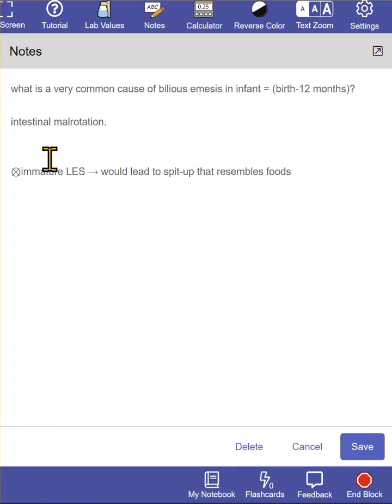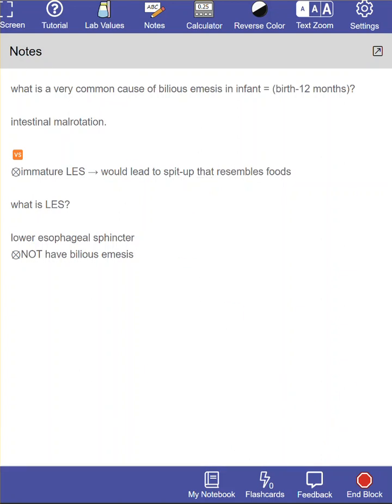The differential is immature lower esophageal sphincter, and this would lead to a spit up that resembles the foods that you ate, and so you wouldn't have bilious emesis. Okay.